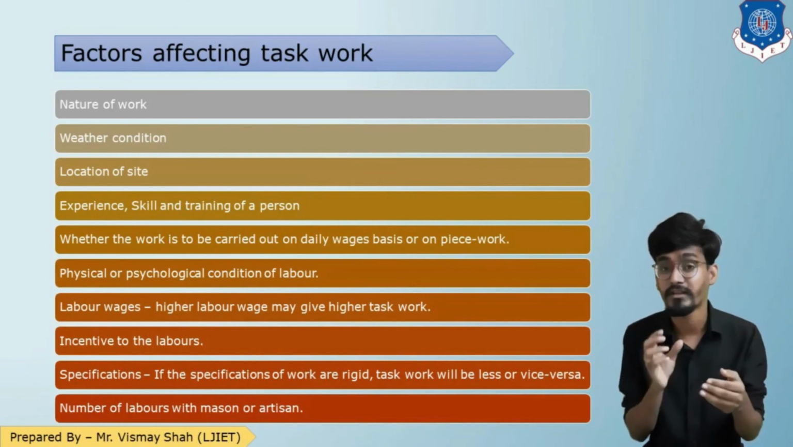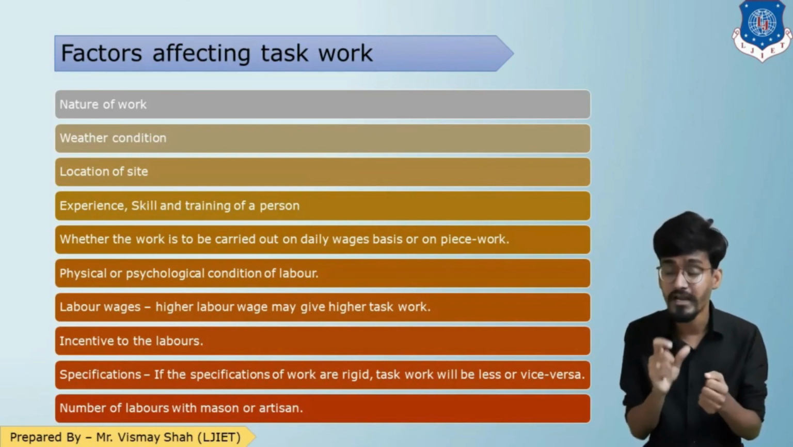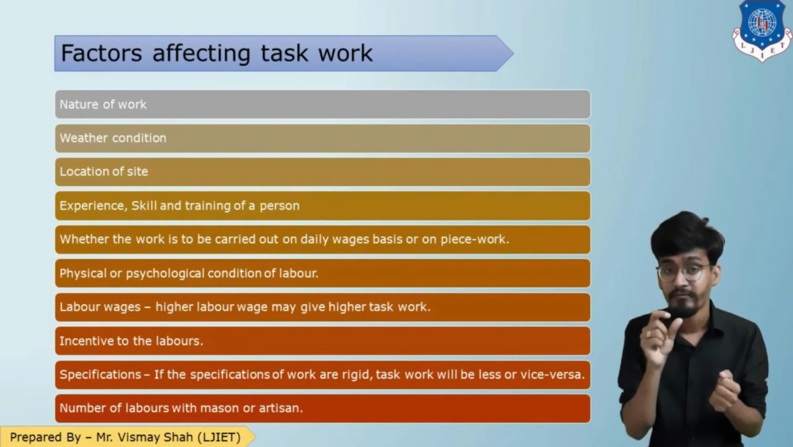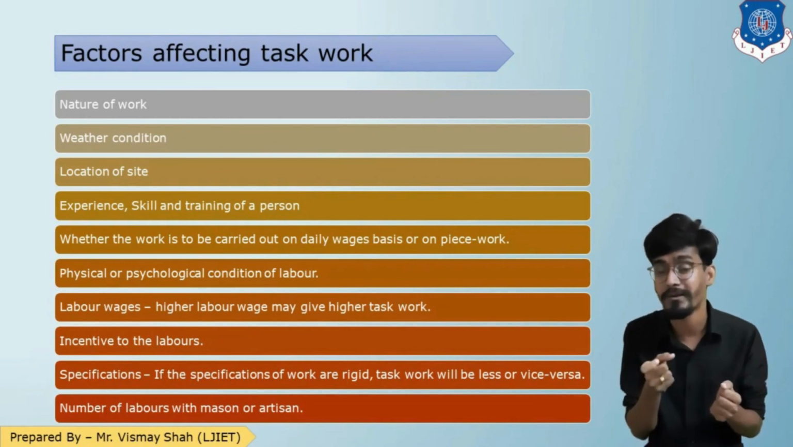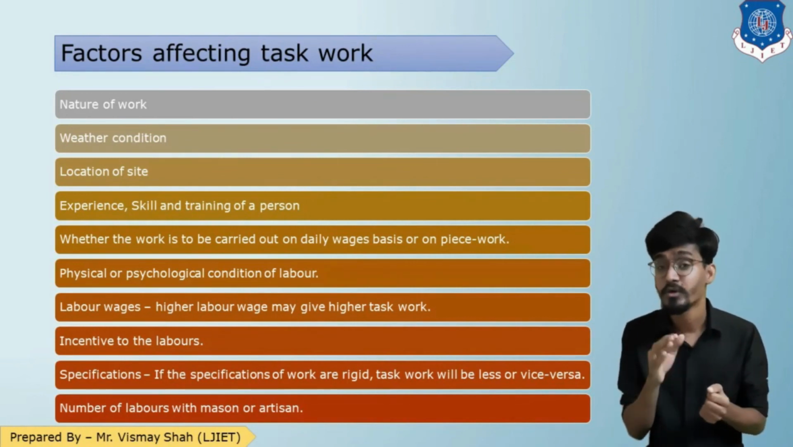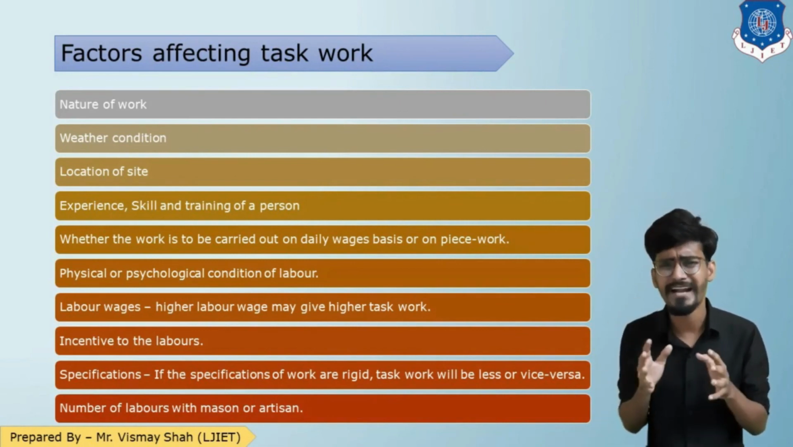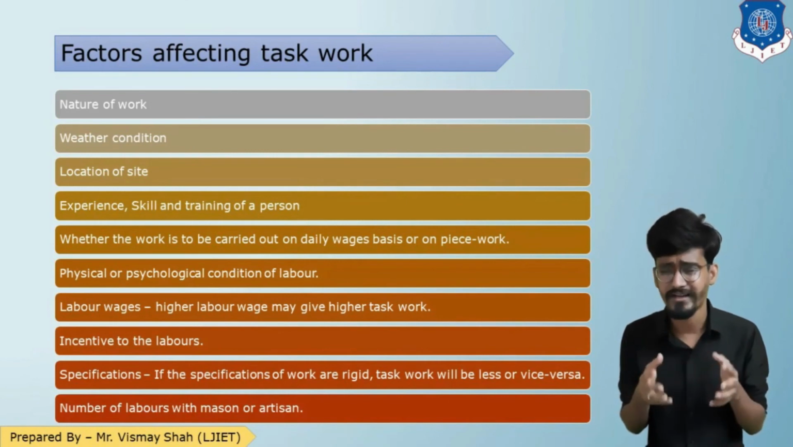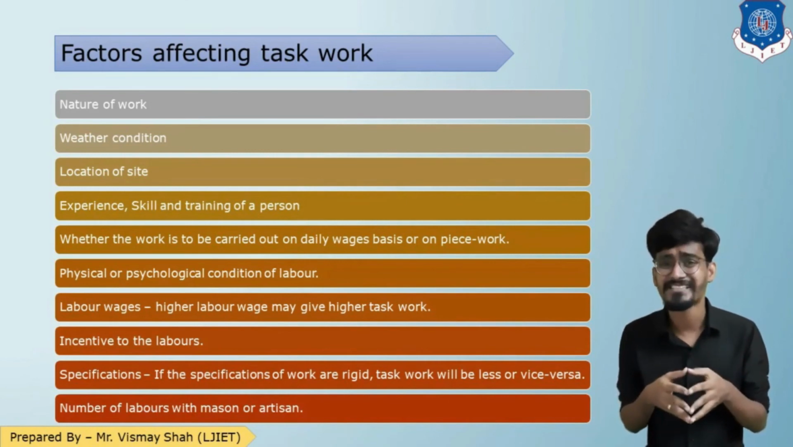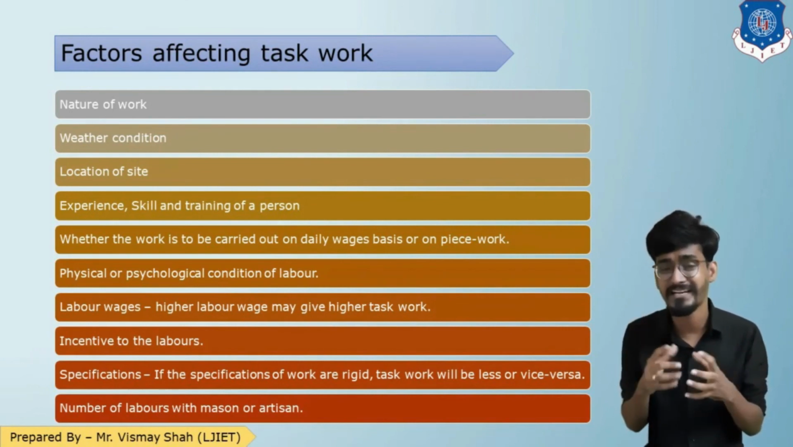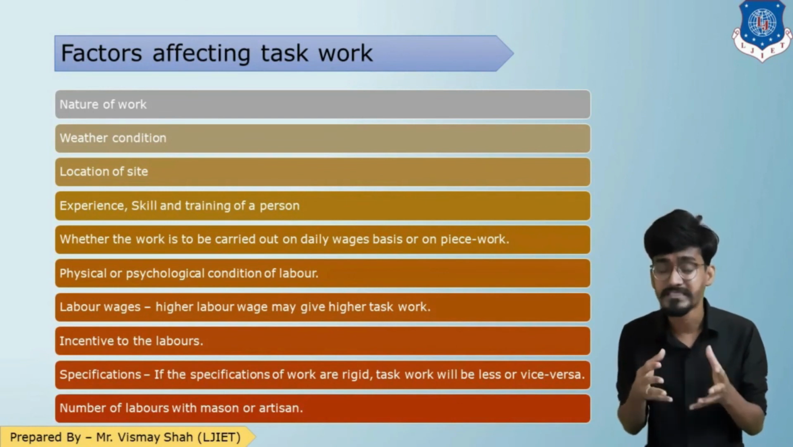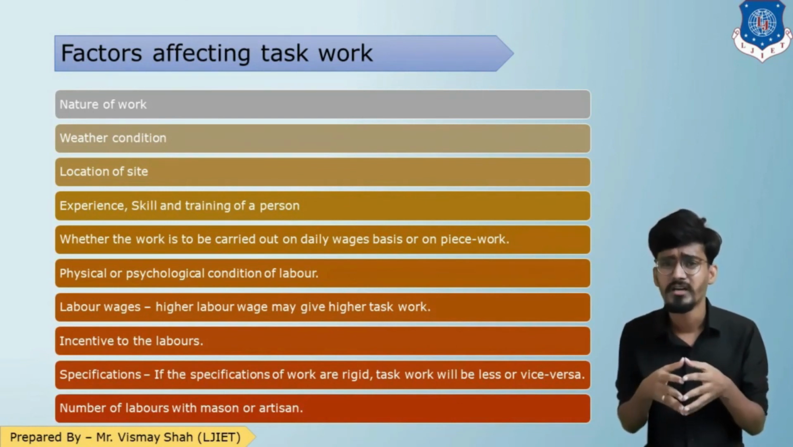Now reverse the scenario. If the laborers are employed on a quantity basis, for example, if he completes the 100 cubic meter work he will get 100 rupees, then the task work will be very high. So that also is a factor affecting the task work. The next is physical and psychological condition of the labor: how physically fit or how mentally strong the person is. That affects the task work.